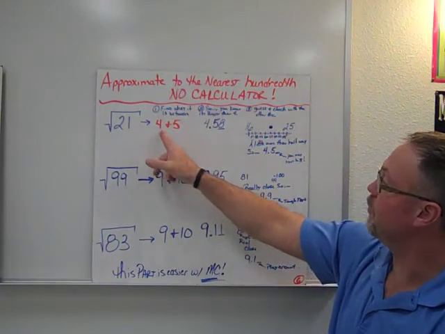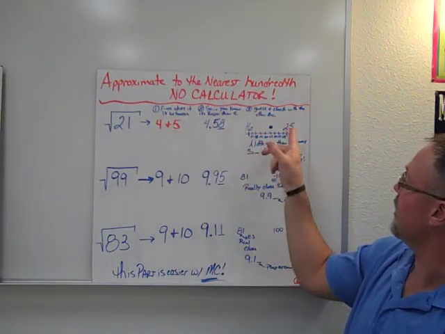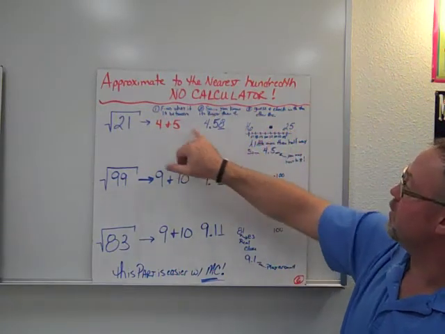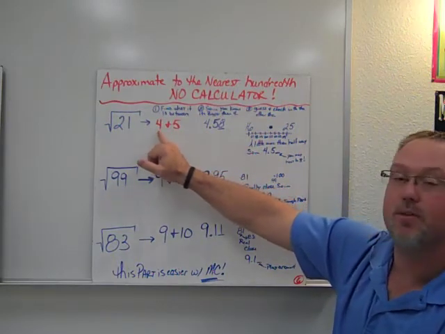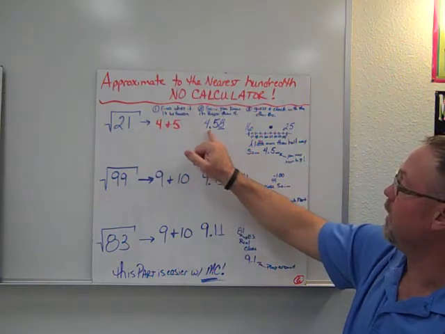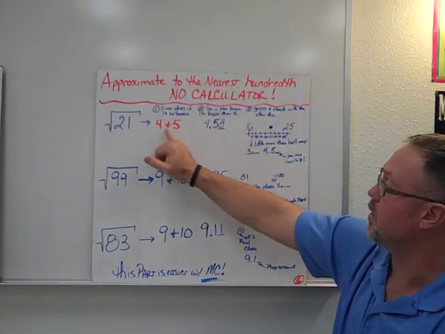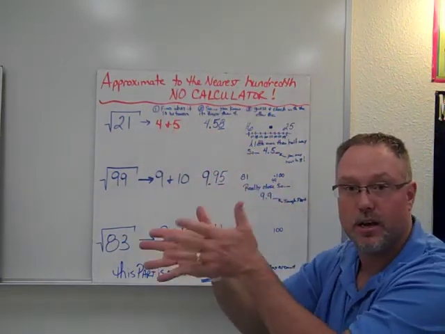Well, if I square 4, I get 16. If I square 5, I get 25. So I know that it's somewhere in between here. So I know it has to have the whole number of 4 point, and now this is where this part of this comes in. Where does it kind of fall in?